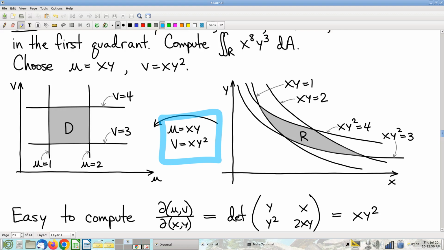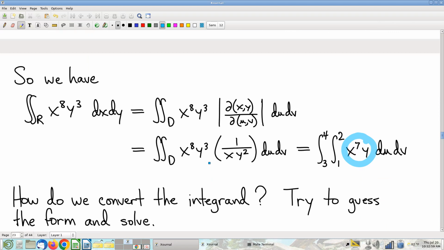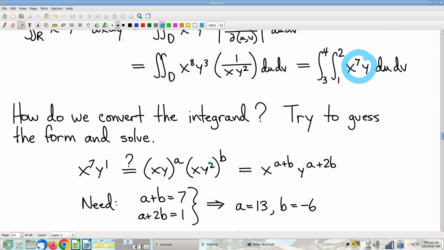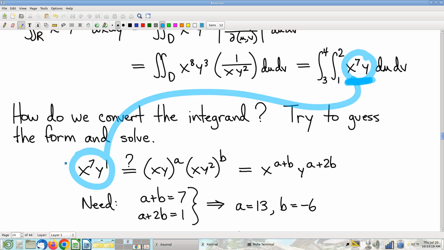So rather than solve for x and y, I think it's really important to note, we technically don't need to solve for x and y, because I don't have x specifically and y specifically that I need to rewrite. I really only need to rewrite x to the 7th times y. That's the only thing I actually need. I don't need to know x specifically. I don't need to know y specifically. So what I'm going to do is take this thing that I need and try to write it in terms of u and v that I know how to write in terms of x and y.